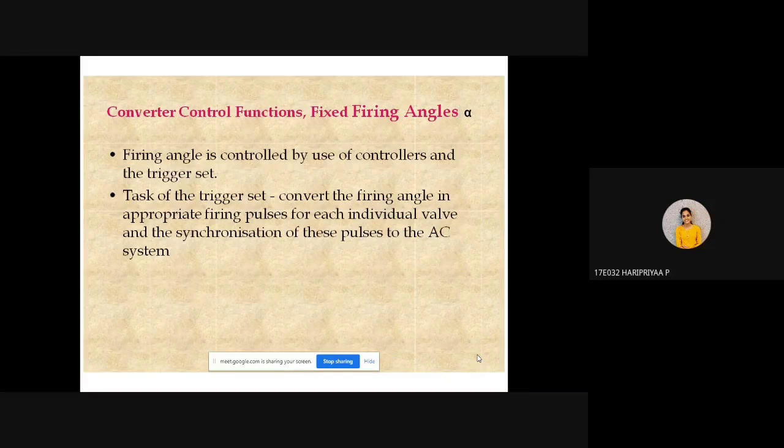The converter control functions. The fixed firing angle alpha. The firing angle is controlled by use of the controllers and the trigger set. The task of the trigger set is to convert the firing angle into appropriate firing pulses for each individual valve and synchronization of these pulses to the AC system.